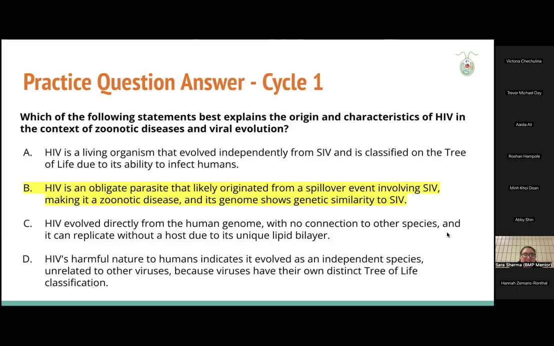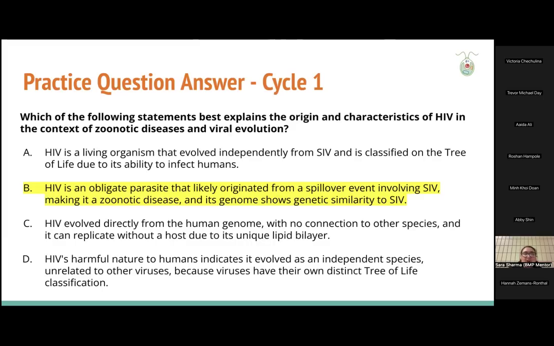So there we go, there's your answer. It's B. HIV is an obligate parasite that likely originated from a spillover event. These are really key terms. Obligate meaning it's dependent on its host. Spillover event, remember, is jumping the species barrier from one species to another. And it's a zoonotic disease.